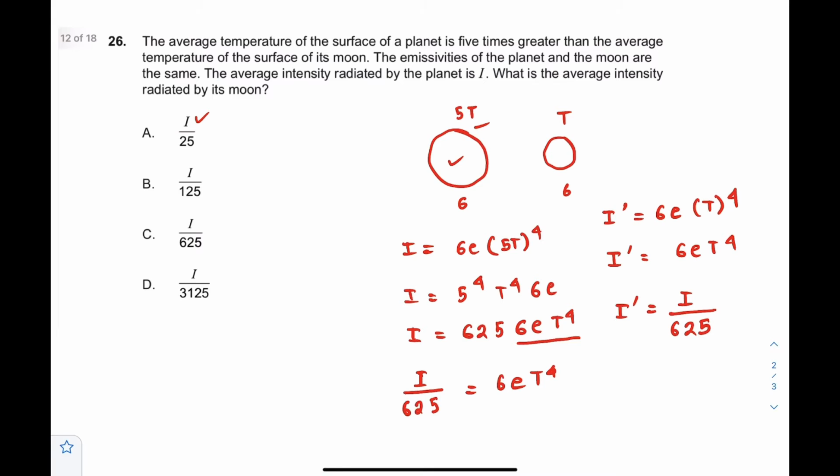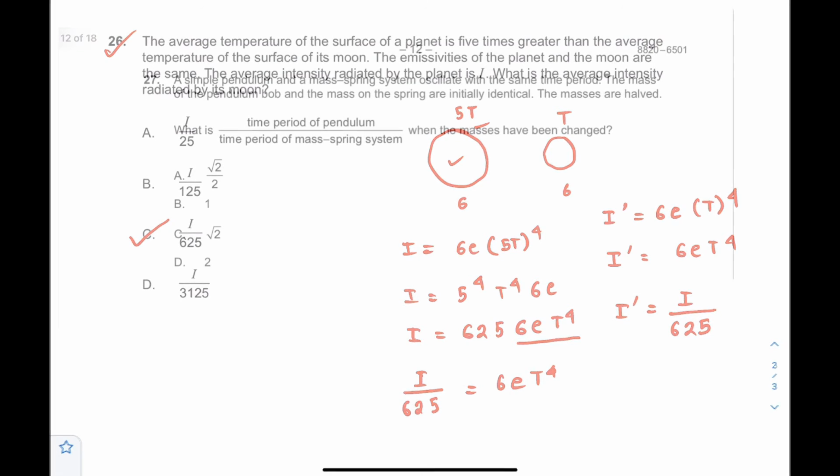So which is the correct option? So this is not the correct option, okay? So the correct option is option number C. Option number C. So this is the correct option to question number 26. So proceeding on to the next question.